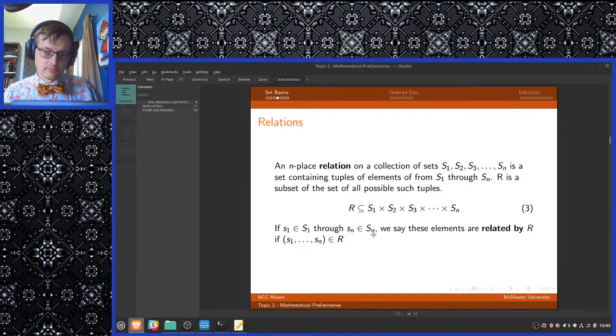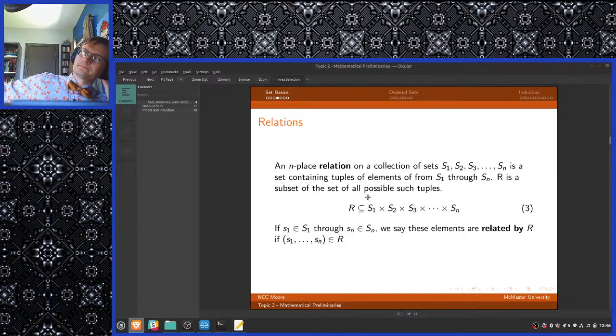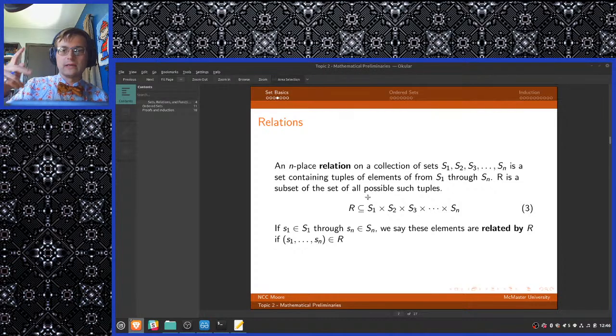An n-place relation on a collection of sets S1, S2, S3, all the way through Sn is a set containing tuples of elements from S1 through Sn. R is a subset of the set of all such possible tuples. So if you take this multiplication operator and bang that out for all of the different sets, kind of in the same way that relational databases will join tables, then you get the set of all possible tuples, and the relation is a subset of that set.